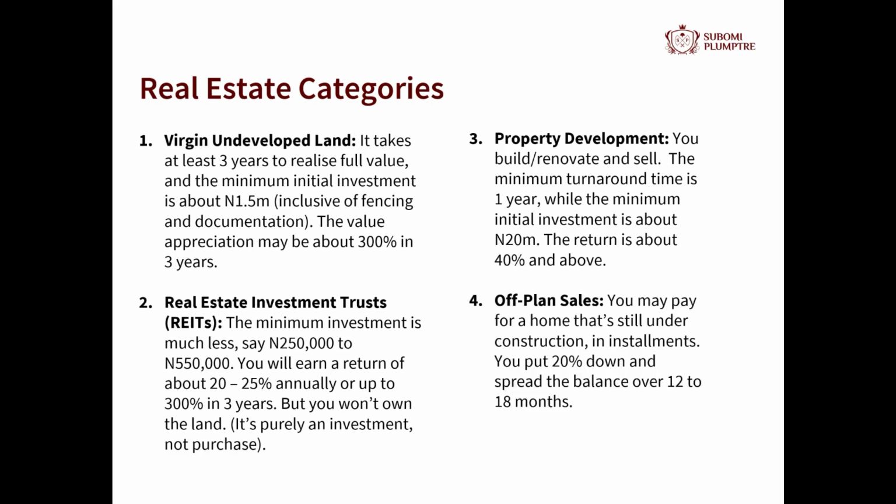Okay. Off-plan sales. These are sales for homes that are still under construction, so you pay in installments. Let's assume you want to buy a home. The developer will give you a 3D drawing. They will give you the plan and say, this is the vision. This is what we're building on this piece of land. Pay at a discount. Put some money down and spread the balance over 12 to 18 months, and you're going to pay less than what someone would pay after the building is done.